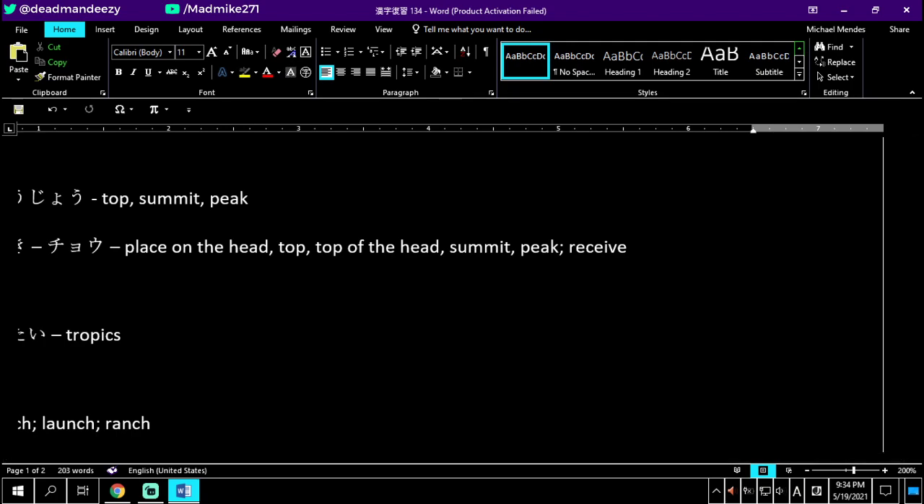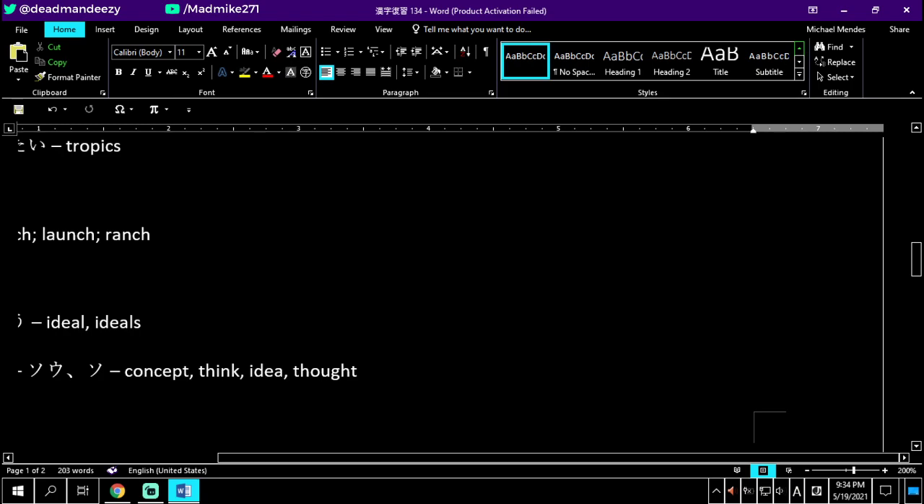Lunch, or ranch, is all ranchi. Ranchi. Ideal or ideals are... Oh, let's see if I can get this right. I remember the kanji, I think. Riso, that's right. Riso, the logical concepts are your ideal. So being the tree that you can see with your eye. Riso is a goal, an ideal.